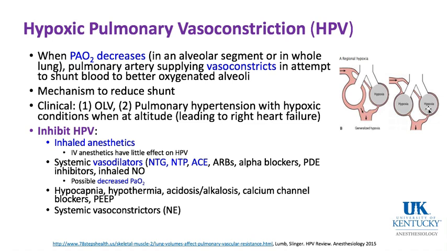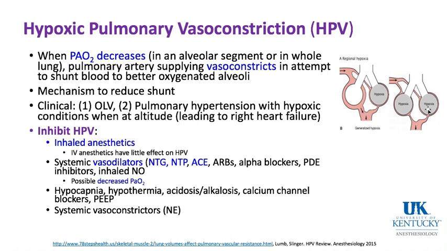Clinically, when we do one lung ventilation, the lung that's not being ventilated constricts the blood vessels going past those alveoli and shunts blood to the lung that is being ventilated. Clinically, pulmonary hypertension can also ensue with hypoxic conditions at altitude. When you have global hypoxia, with both lungs having low PAO2, you can have right heart failure.